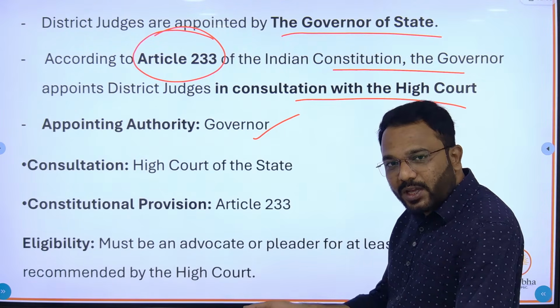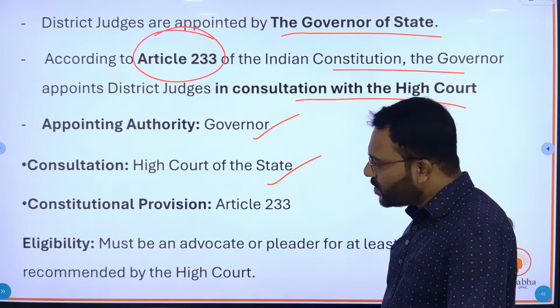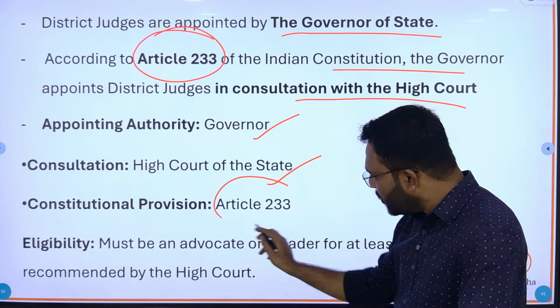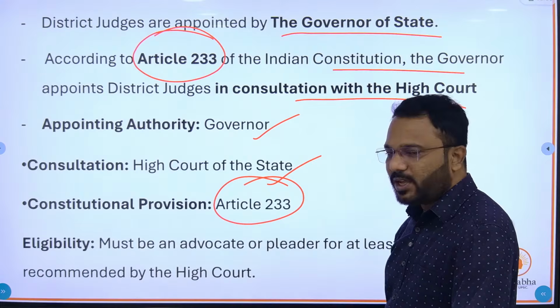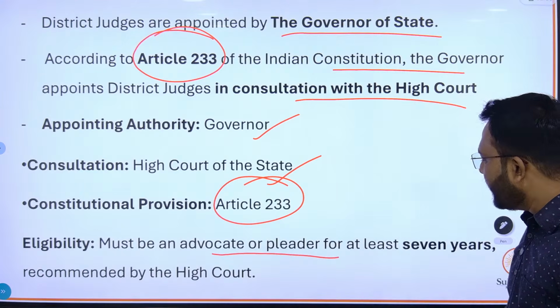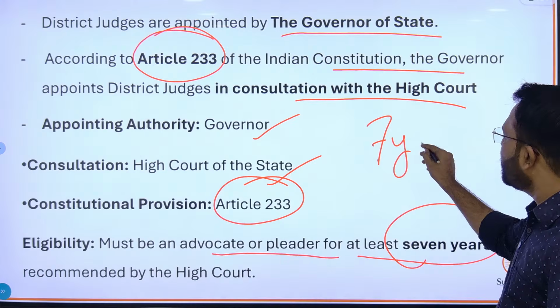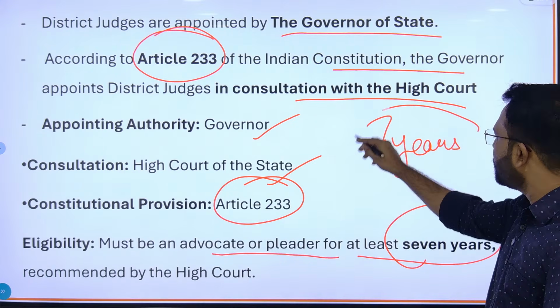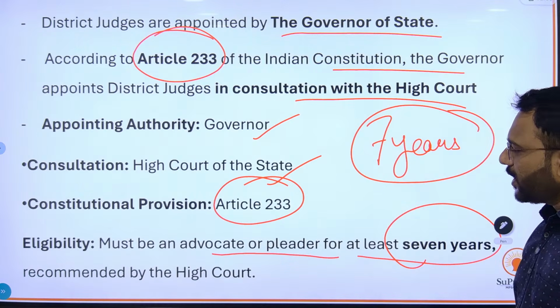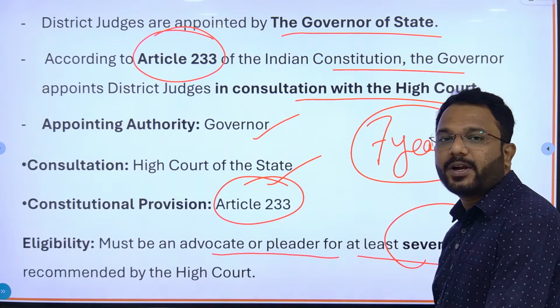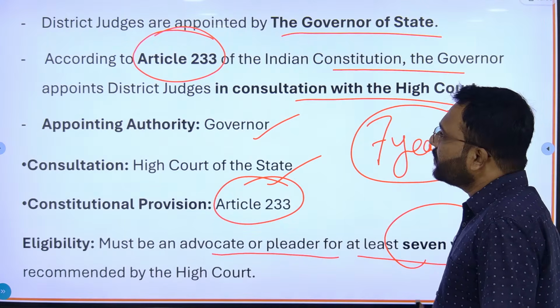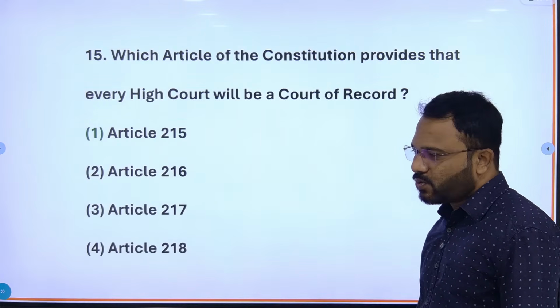In consultation with the High Court, the constitutional provision is Article 233. Eligibility: must be an advocate or pleader for at least 7 years. Should be recommended by the High Court. Fine. Last question, I guess.